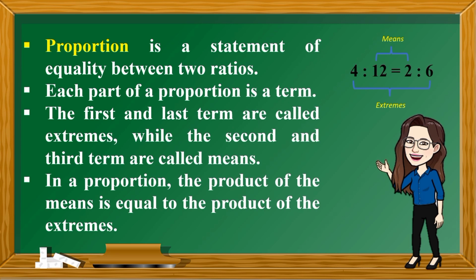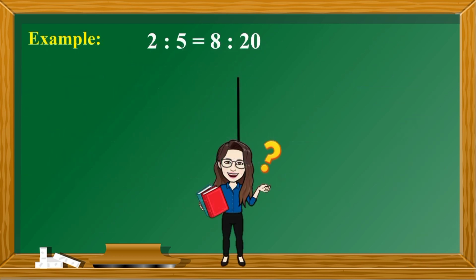Proportion is a statement of equality between two ratios. Each part of a proportion is a term. The first and last term are called extremes, while the second and third term are called means. In a proportion, the product of the means is equal to the product of the extremes. You have already learned it on your previous lesson. But still, let's try an example using two methods.